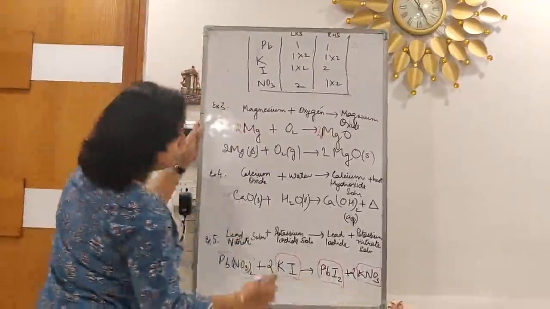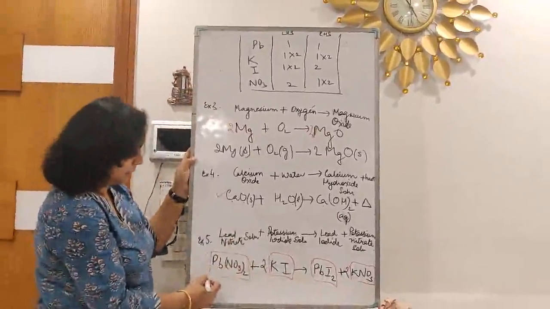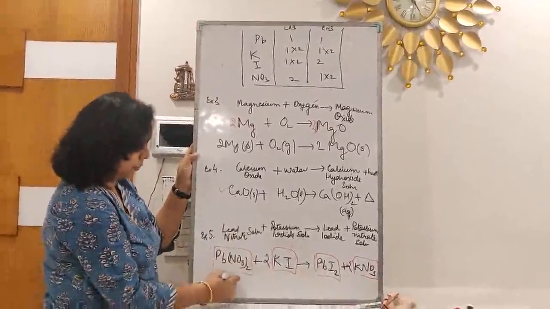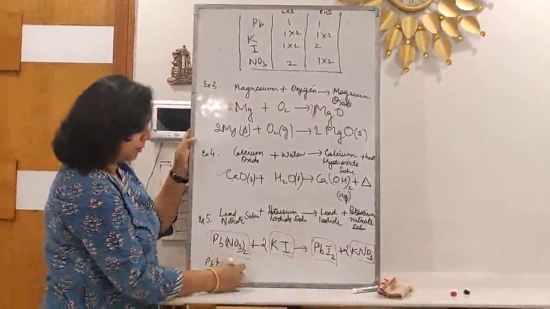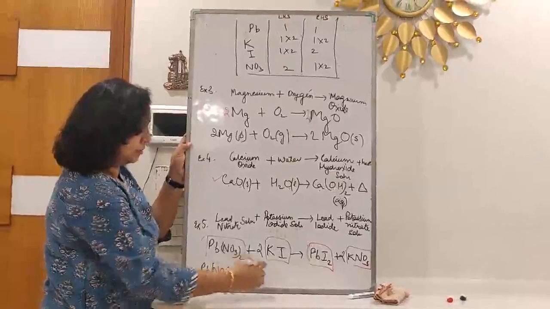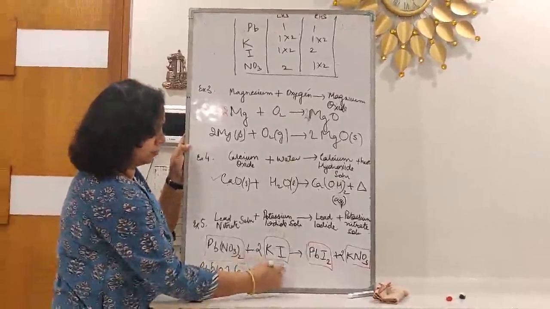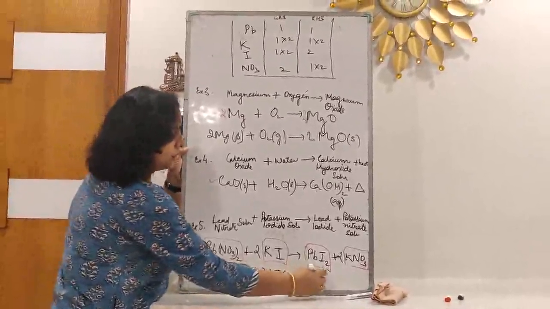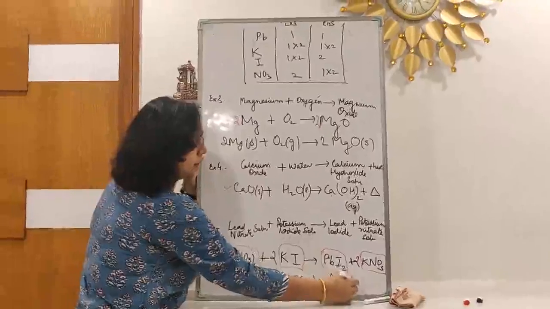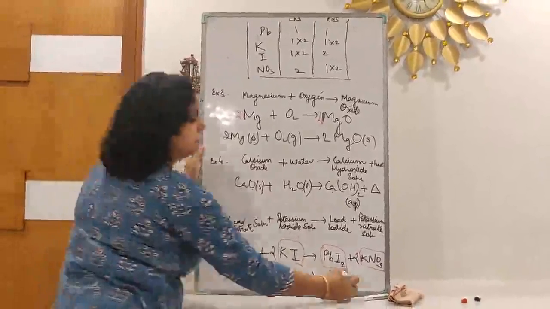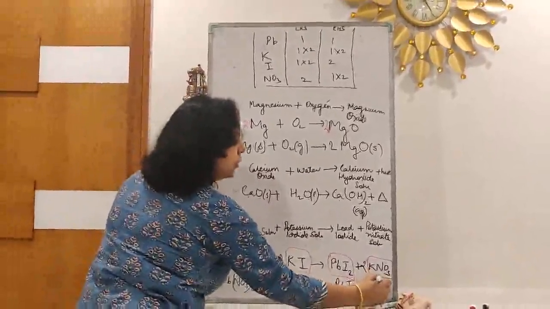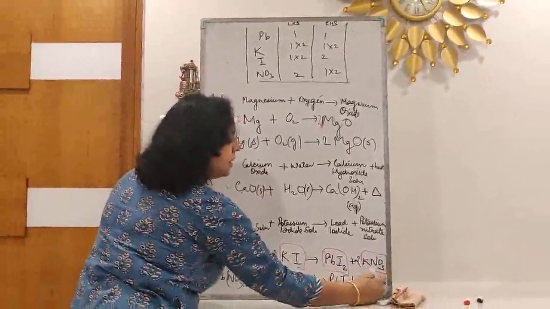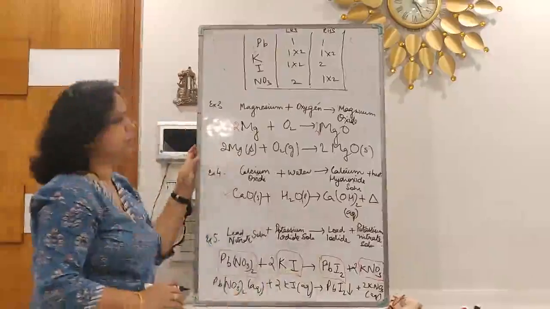Now what do I have to do? I need to add symbols. So I'll remove the box. This is aqueous. This is aqueous. Lead iodide is a precipitate, and KNO3 is again an aqueous solution.